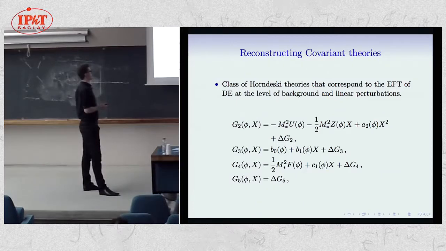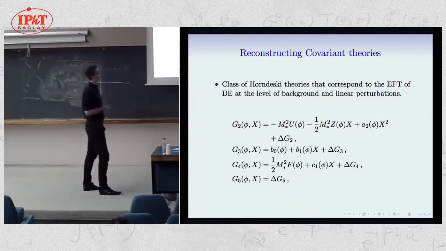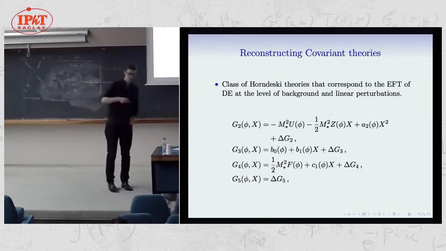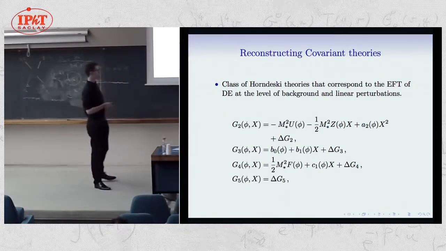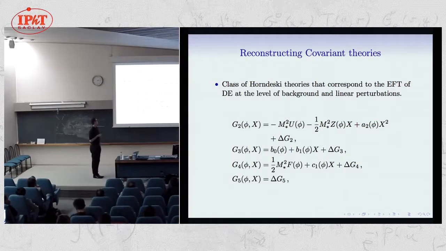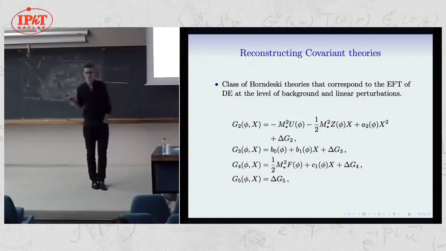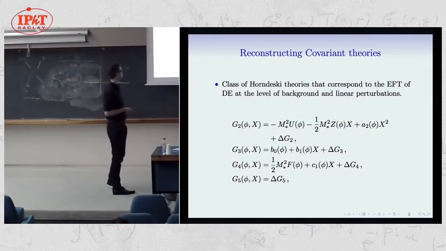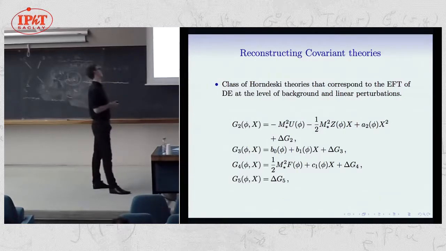These delta G2s here essentially encode the degeneracy between different covariant theories that lead to the same theory at the level of the background and linear perturbations. I've defined these a couple of slides later on, but it's well defined that you can add these on such that your theory won't change at the level of the background and the perturbations. But you essentially add these on in such a way to move between different covariant theories.